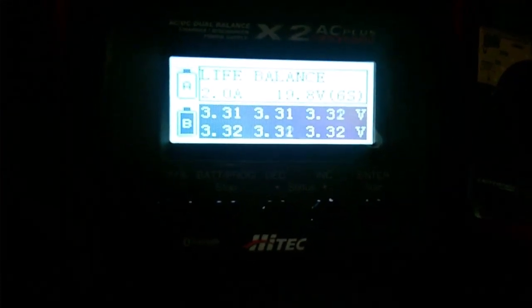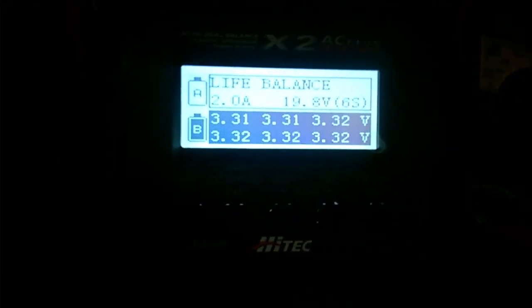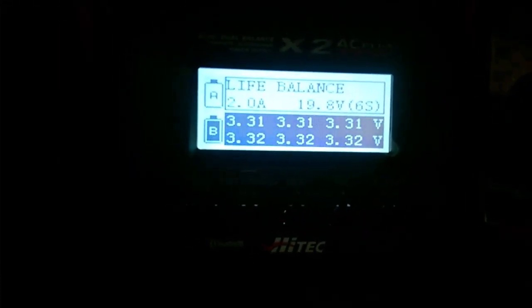Then I hooked up my charger. Been charging now for about an hour. And will it focus? Anyway, they were all at 3.31 dead on. There we go. Now they've been charging a while, so some of them are starting to take a charge.